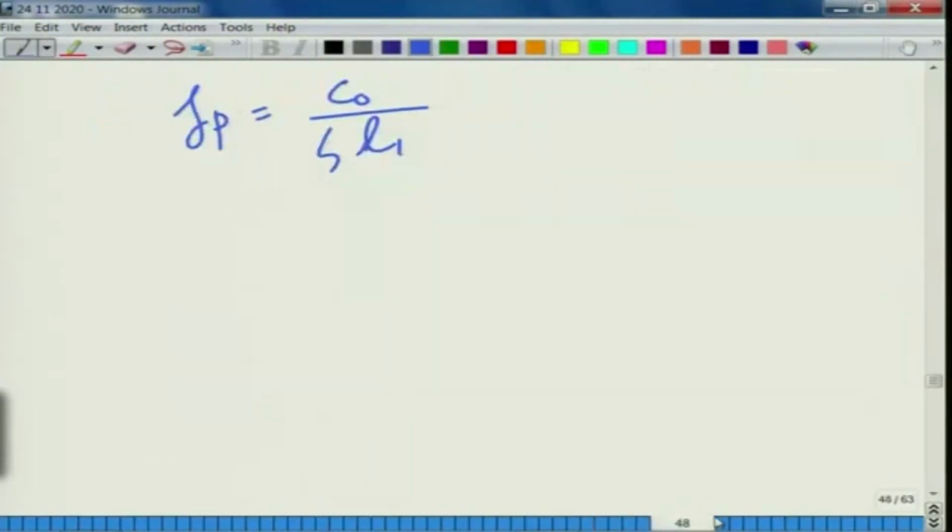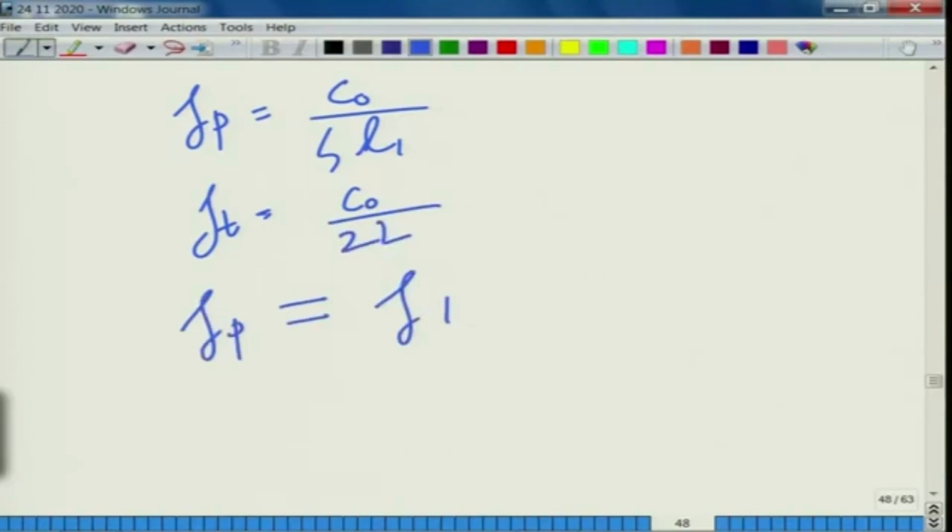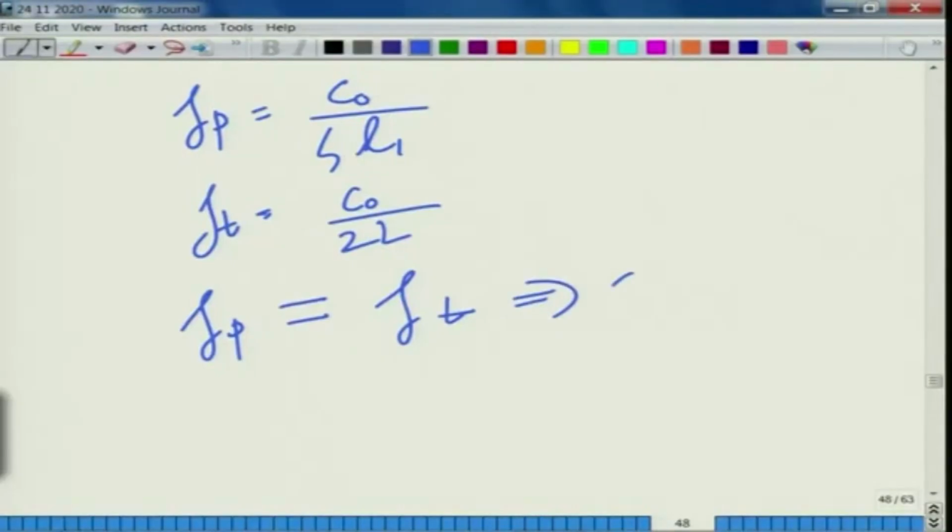Now, if we were to somehow choose the length in such a manner that f p is exactly equal to f trough, that is the frequency of occurrence of the peak due to the quarter wave resonator, that is when the frequency at which the impedance of the annular cavity is tending to 0 is exactly equal to the frequency of occurrence of the trough, or the first natural frequency of the chamber, then you have the following condition.